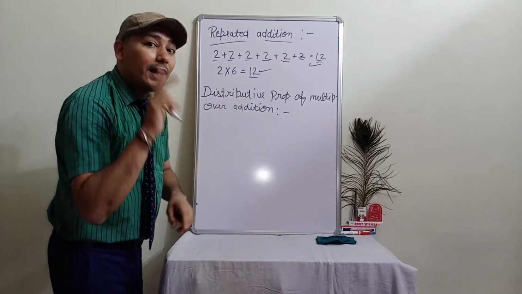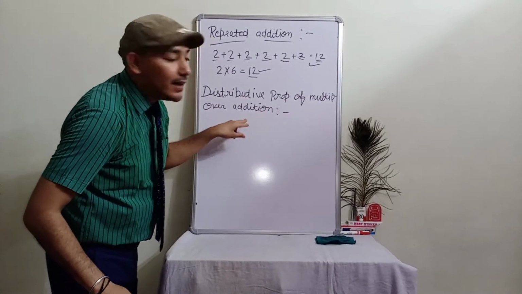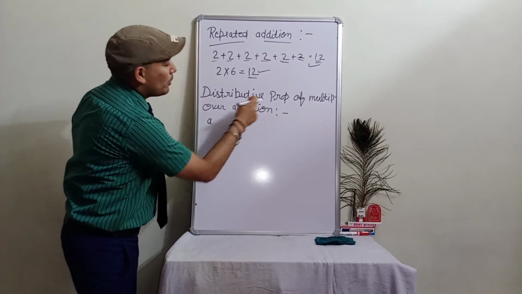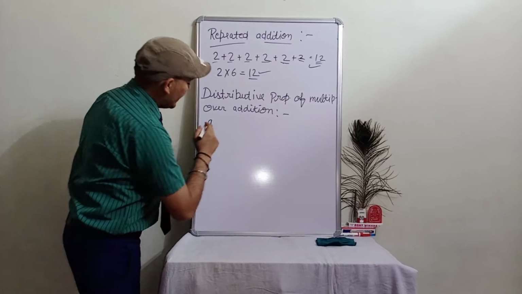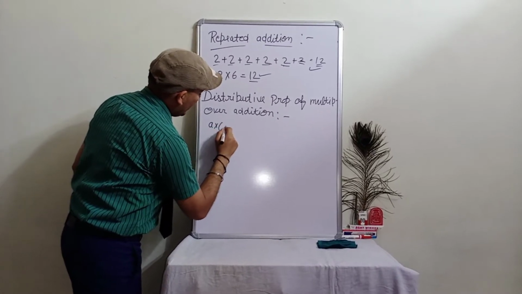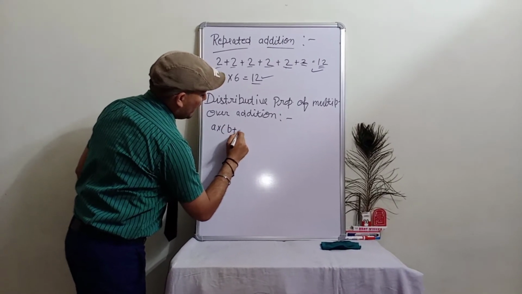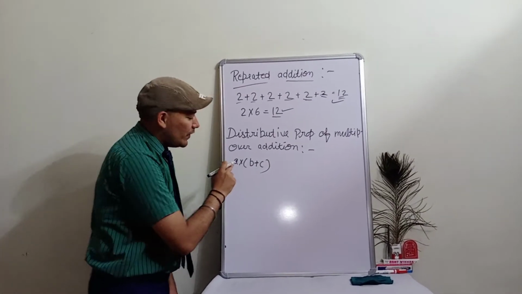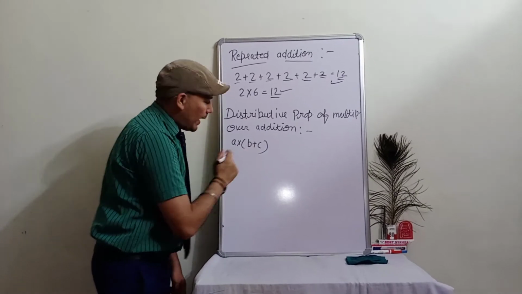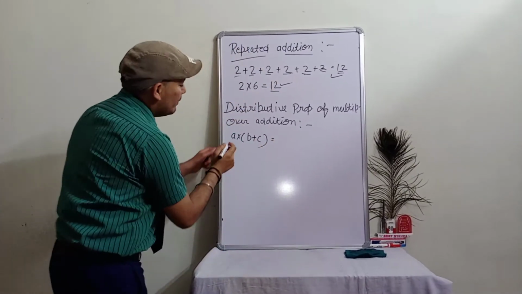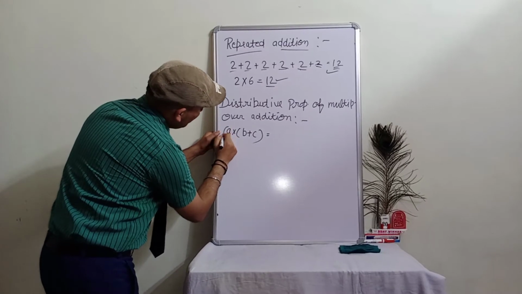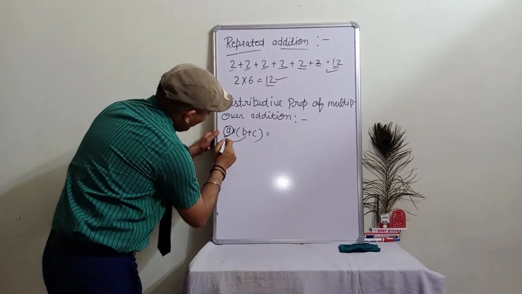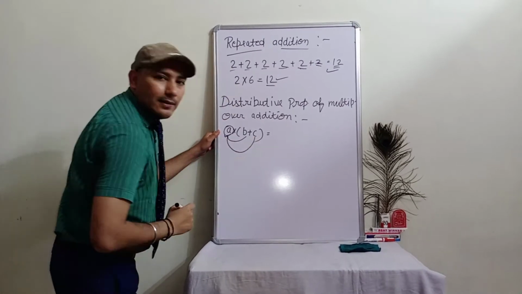It means in this property there are two signs. One is a multiply sign and one is an add sign. See, the distributive property of multiplication over addition says that A into bracket B plus C, if we open this bracket, we have to multiply this A by B and also multiply the A by C.